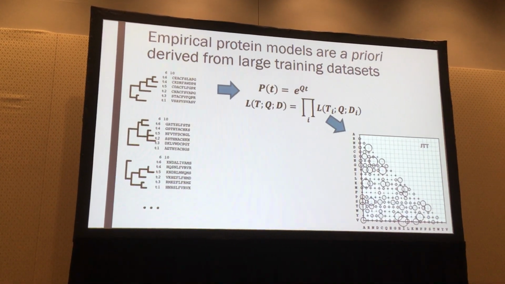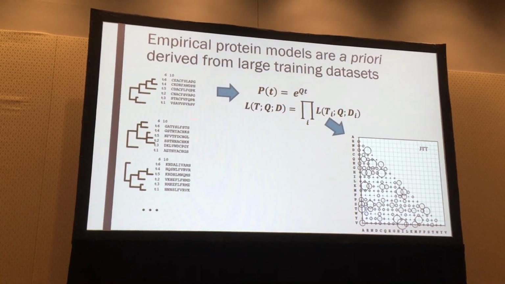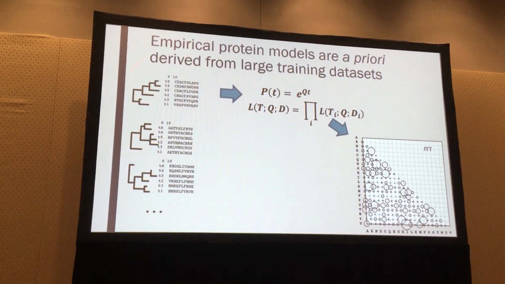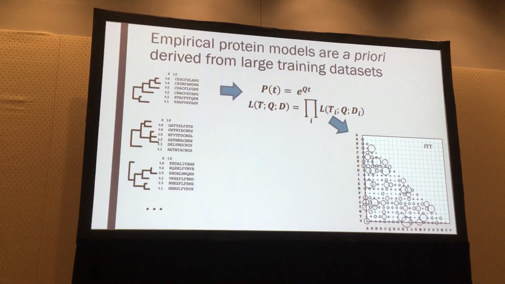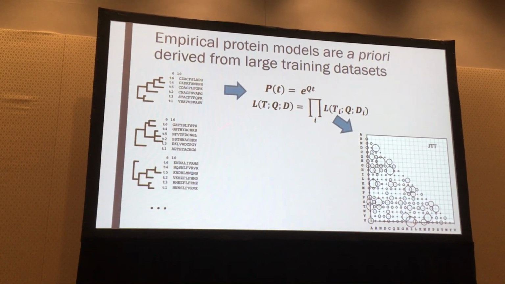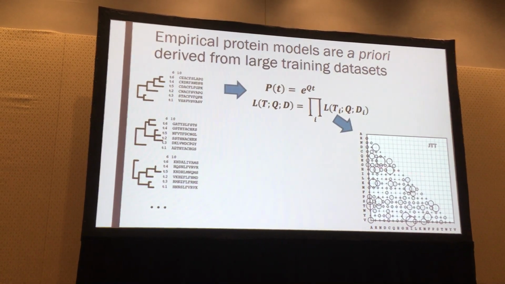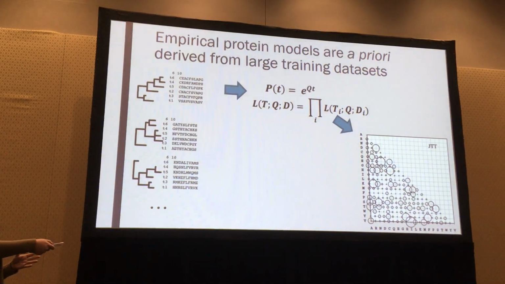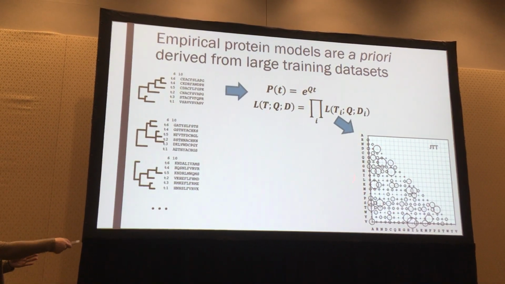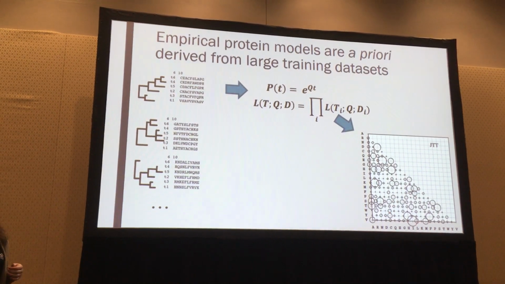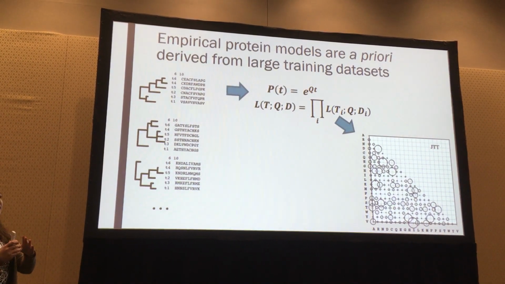So as a consequence, the way that these models tend to be made is you train them on giant data sets. You get hundreds or thousands of alignments and trees. You use maximum likelihood to fit models. This is a JTT model, so you end up with these different rates for different amino acids that can be represented like a bubble plot for substitution rates among them.